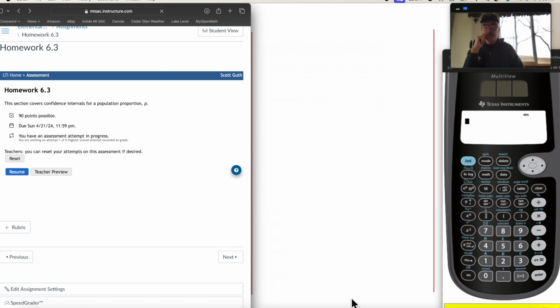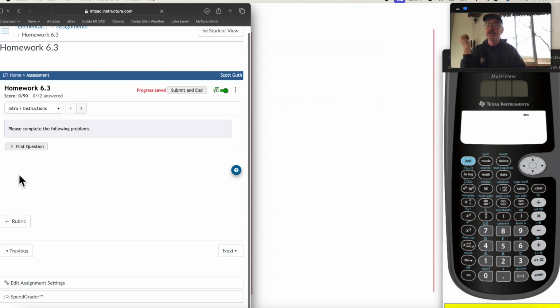Okay, hi everybody. We're gonna look at the homework for section 6.3 this morning. So I'll go ahead and jump right on in here. Just gonna work a couple of these. I think I was gonna do number 1 and number 5.